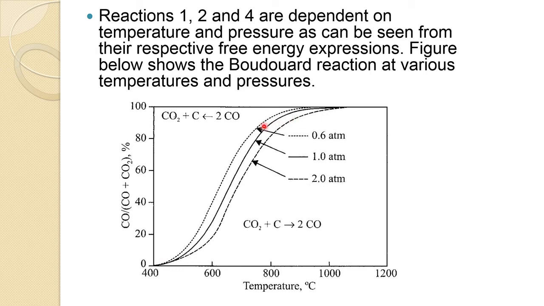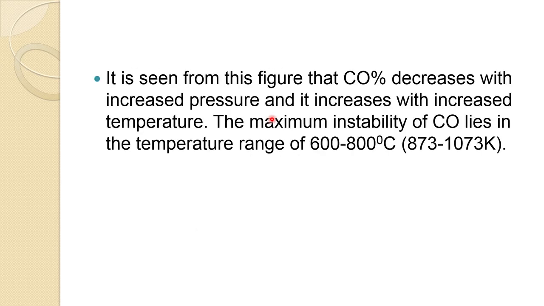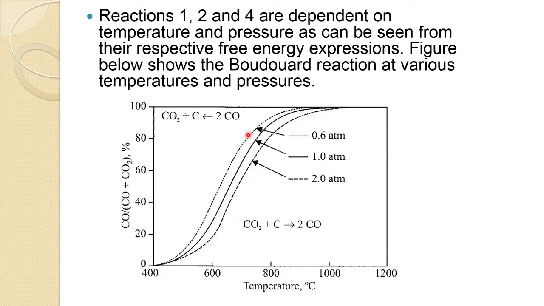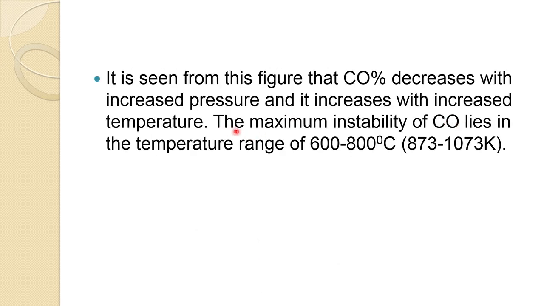The most unstable region is this, between I would say 600 to 800, where it is changing rapidly. This is the region which is very unstable, and you can see the slope of the curve. So it is seen that CO percentage decreases with increased pressure. At the same temperature, it increases with temperature. So with temperature CO percentage is increasing, and the maximum instability of CO lies between the temperature range of 600 to 800 degrees Celsius.